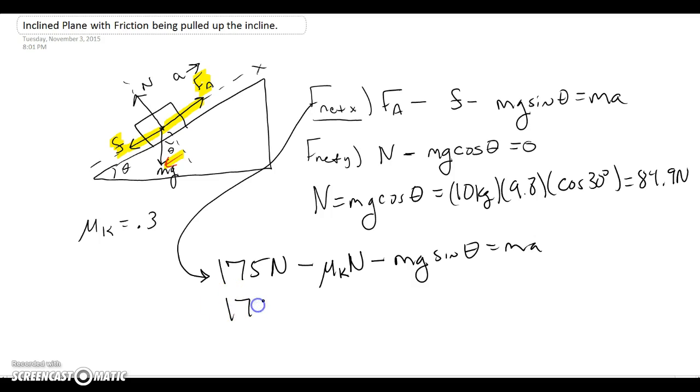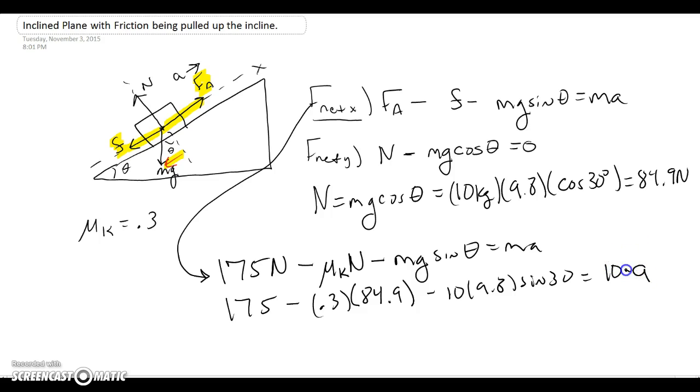So now if we go through and plug in our values, mu k is 0.3. Our normal force we calculated to be 84.9, minus 10 times 9.8 times the sine of 30 equals 10 times A. So what we get is a total net force of 100.53 equals 10 times A. So then A is going to equal 10.05 meters per second squared.